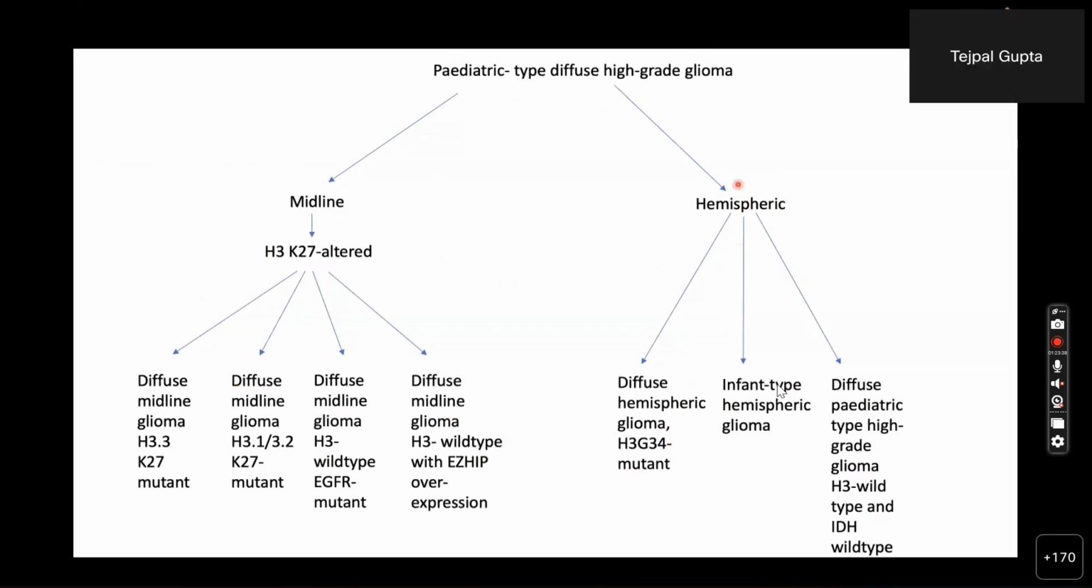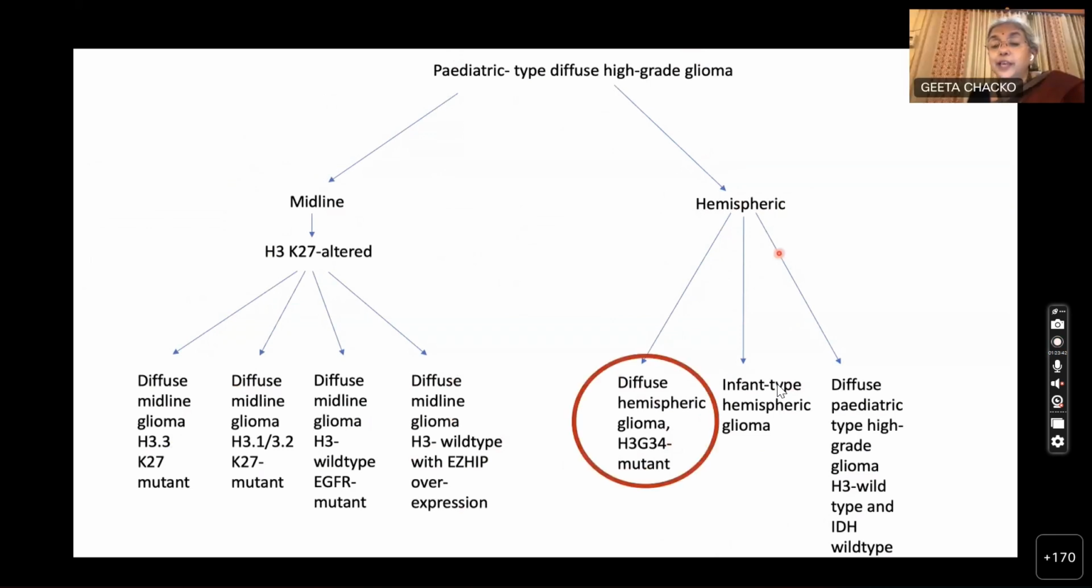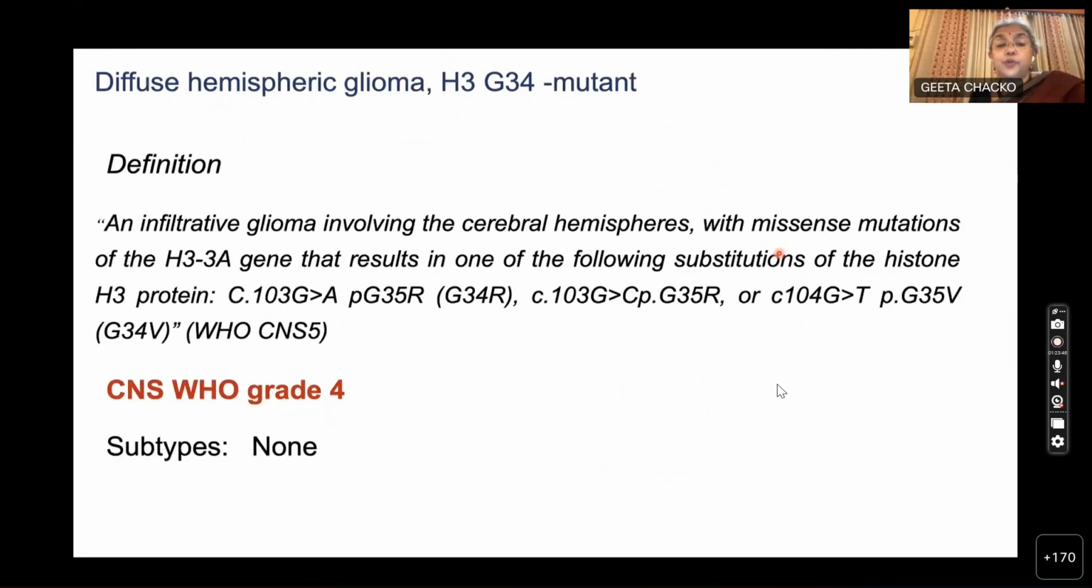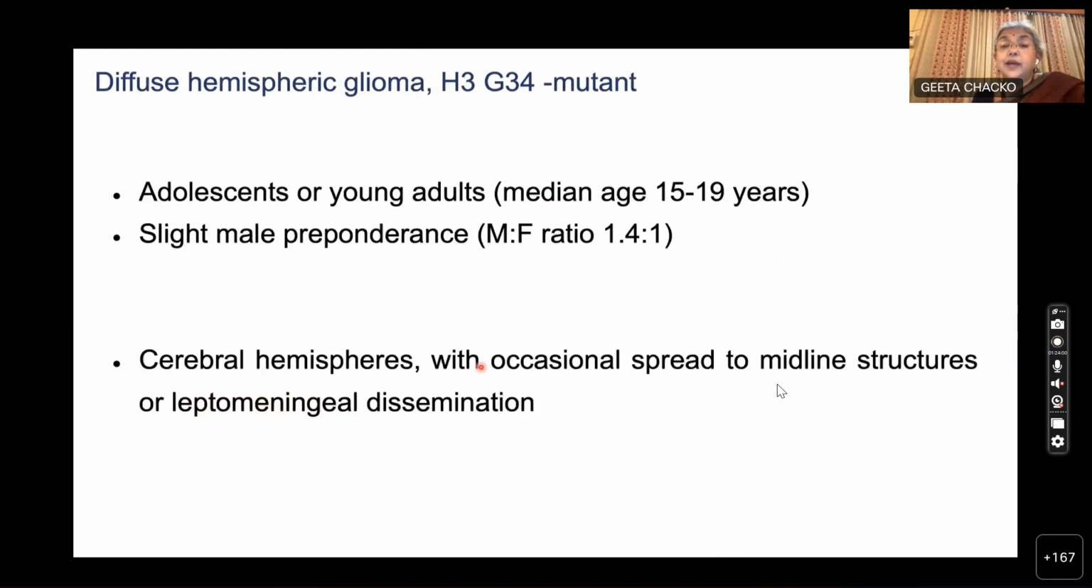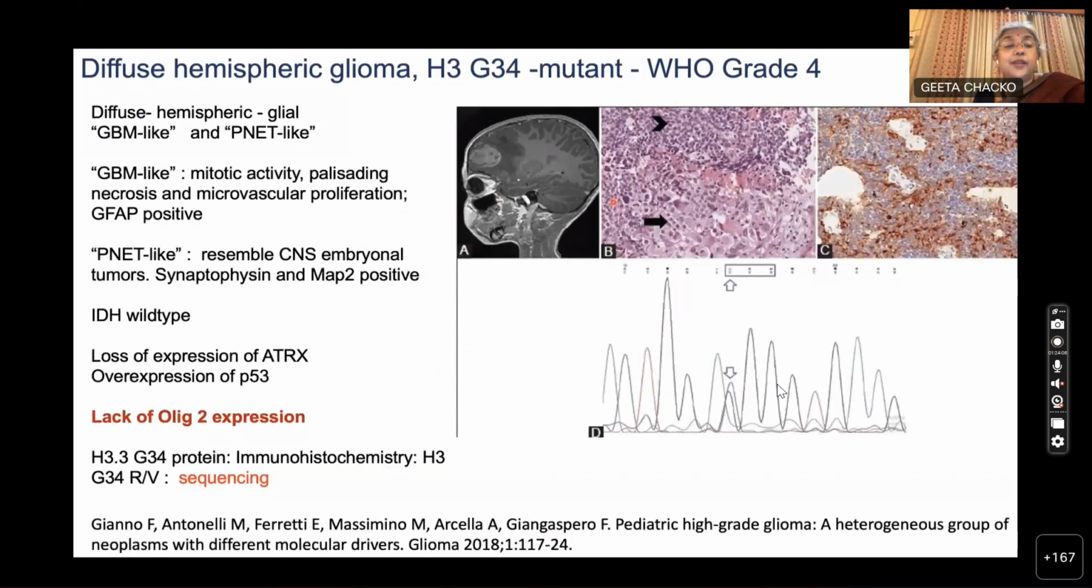Okay. So apart from those that occur in the midline, you have those that occur in the hemispheres. And amongst these is the H3 G34 mutant tumor. This is also a grade 4 tumor, and it results from substitutions of histone, alterations at G34, the G34V. So it occurs in adolescents, young adults, with cerebral hemispheric involvement.